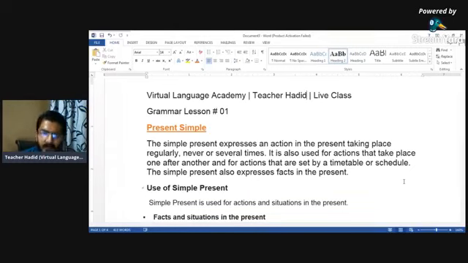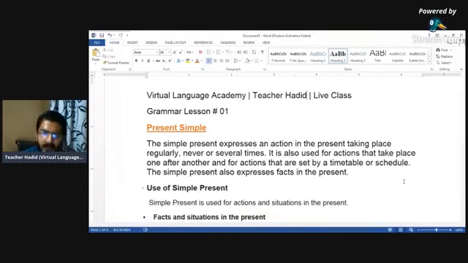We also use present simple tense to talk about facts and information, and to talk about statements which are always true. Like a very famous sentence: the sun rises from the east and sets in the west. So that's also a statement.